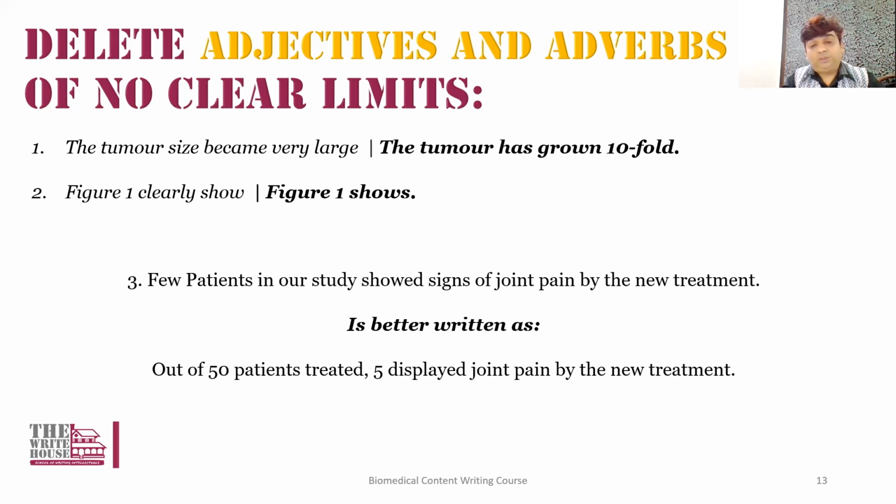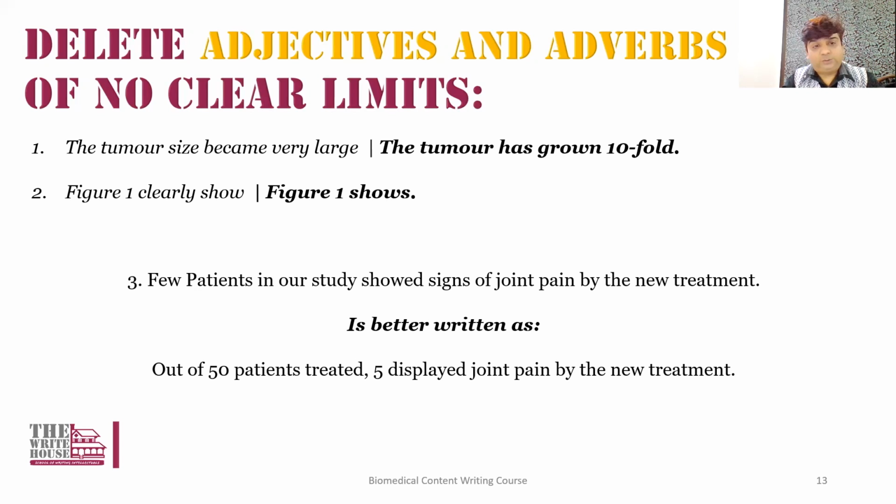So you can write that better as: the tumor has grown 10 folds. It means when the patient came to you, it was just 2 centimeters, and now it has become 20 centimeters. So you can easily say that it has grown 10 folds. When you add this kind of precision, your writing becomes more authentic and credible. Then comes: figure 1 clearly shows.